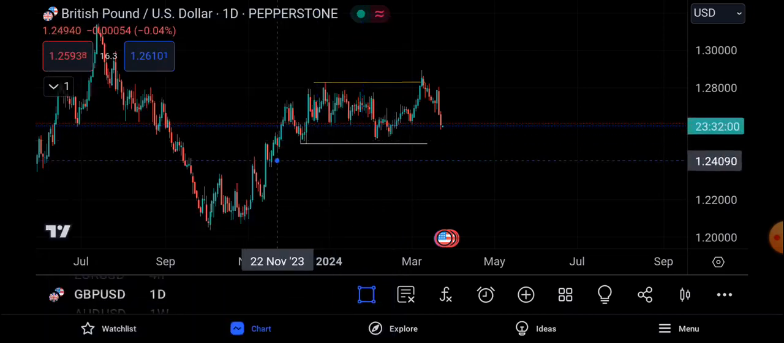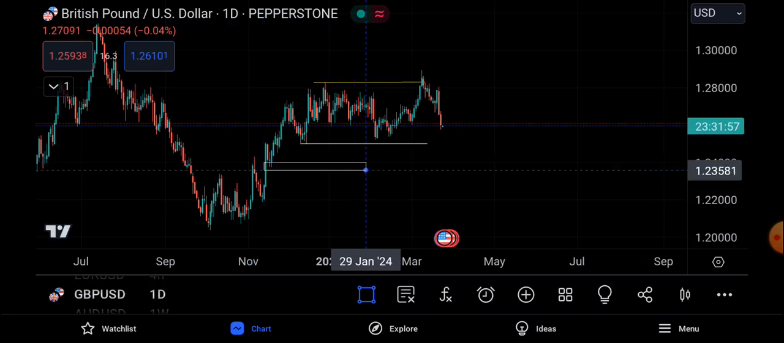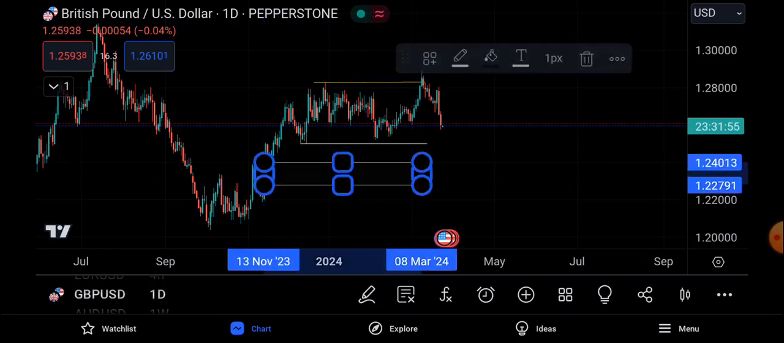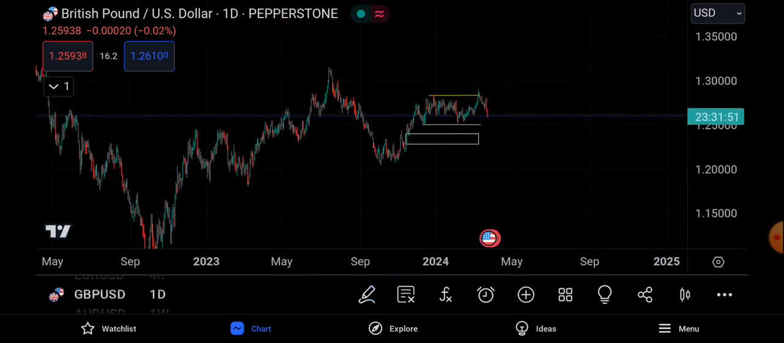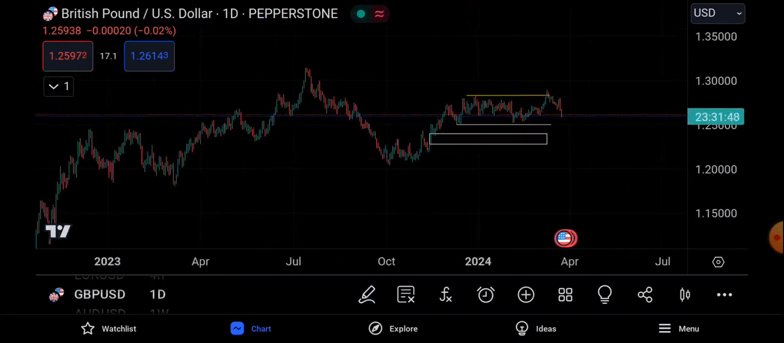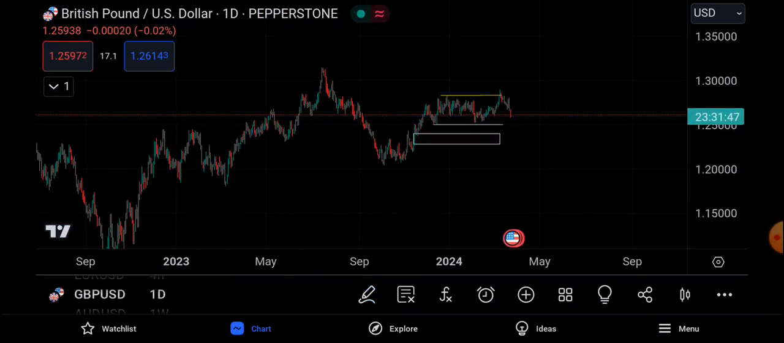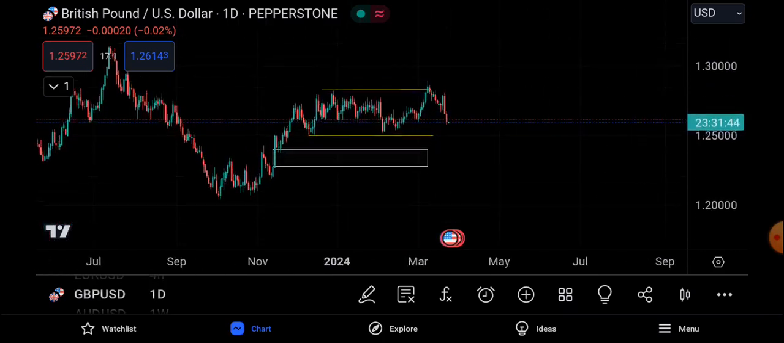I see a fair value gap down here. Could be great for potential entry. Sorry, I just want to see the larger time frame. Yeah, that fair value gap could be a target.